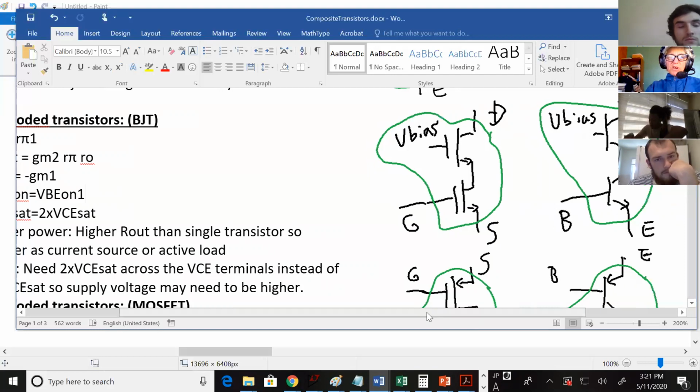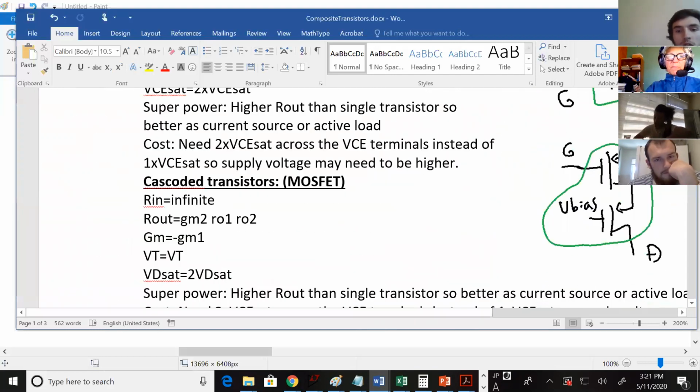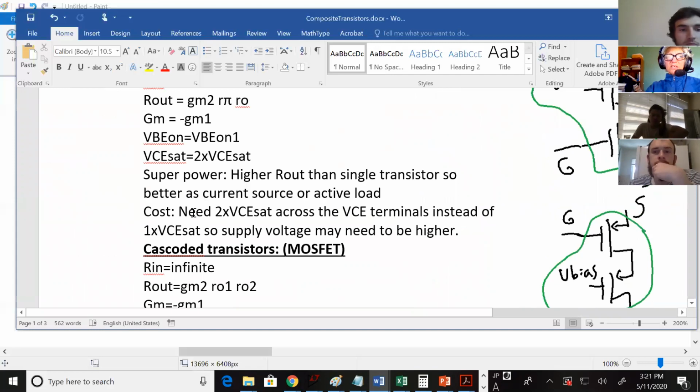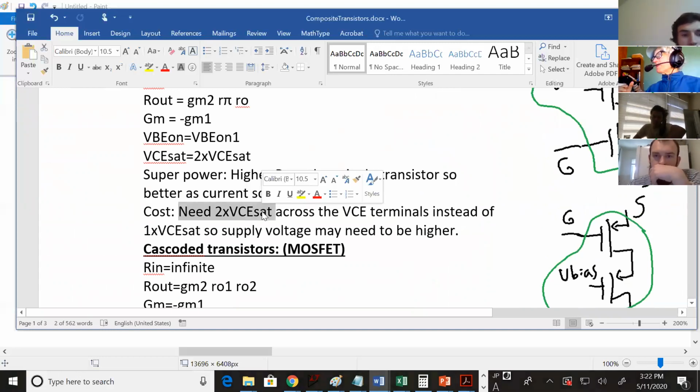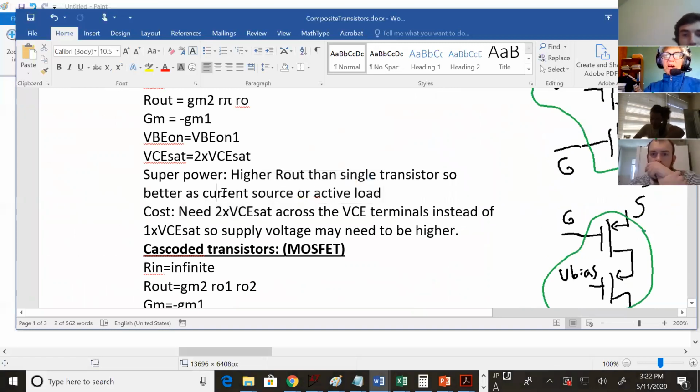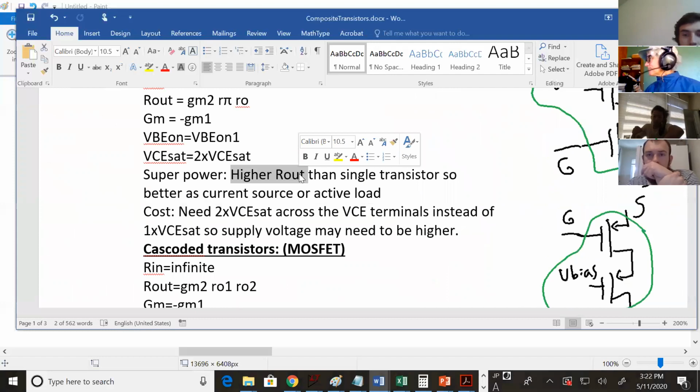So if you look back over here, that's how this handout's set up: the cost. You need 2 VCSAT, which might mean you need a higher supply voltage. So that's its drawback. And its superpower is that it has a much higher R out than a single transistor. So if you need a high R out, you can cascode. Is that kind of clear, what a compound transistor is, and what I mean by a superpower in this case, and by drawbacks?